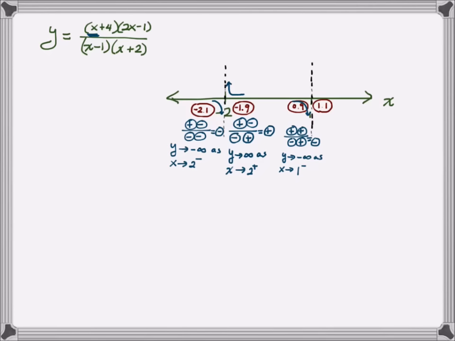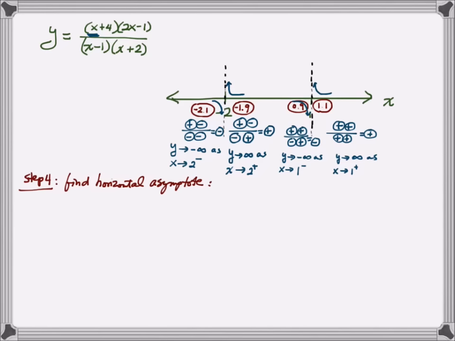Now on to the last test point here. I'm going to have plus times plus, all divided by plus times plus. This produces an overall positive result, which means y goes to positive infinity as x approaches 1 from the right.